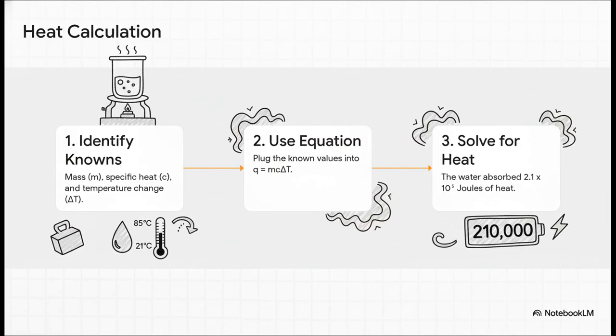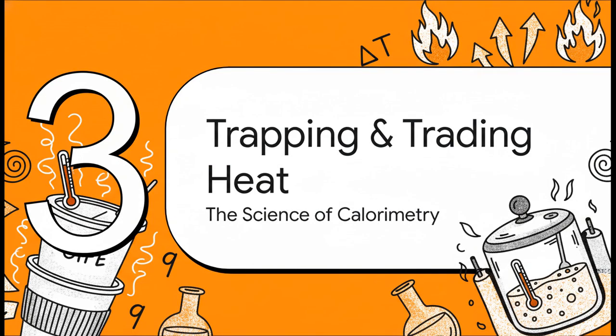Let's say we heat up 800 grams of water from a room temperature of 21 degrees Celsius to a piping hot 85 degrees. Okay, step one, what do we know? Our mass m is 800 grams. The specific heat c for water is always 4.184 joules per gram degree Celsius. That's just a number you look up. And our temperature change, delta T, is the final temp minus the initial temp, so 85 minus 21, which is 64 degrees. Now we just plug it all in and multiply. And boom, we get our answer. About 210,000 joules of heat were absorbed by that water. See? Not so bad.